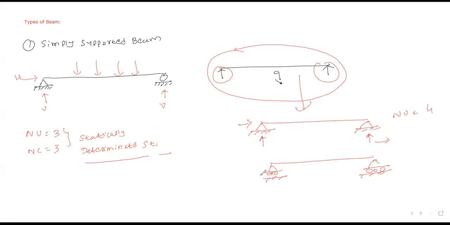Now if I am considering both roller, how many number of unknowns will there be? If I am considering both, it will be 2, clear? Okay, fine, carry on.